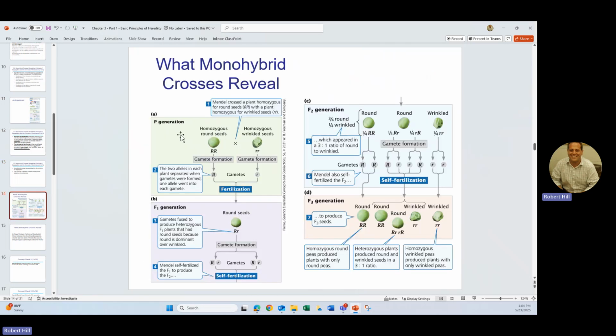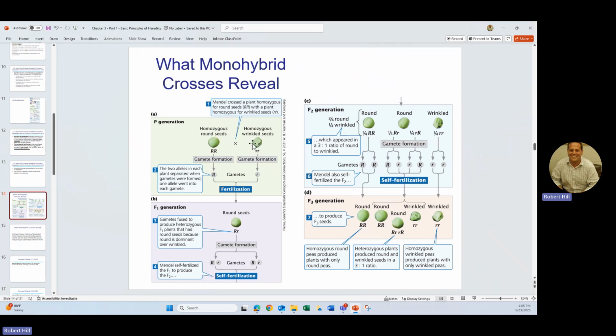So now let's apply nomenclature in the form of letters to these phenotypes. We're going to say this here is homozygous dominant. Homozygous because this individual who is true breeding for round seeds has the round seed allele on both chromosomes of the homologous pair. Okay, this individual has the recessive allele on both chromosomes of the homologous pair. So we say he is homozygous recessive.